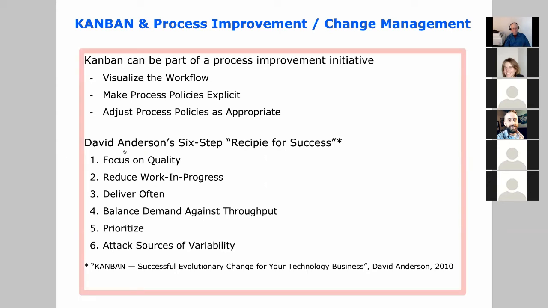And so he has these 6 steps for a recipe for success in process improvement, where first you're going to use the Kanban boards and focus on quality, reduce your work in progress, deliver often, balance demand against throughput, and I'll come back to that, and prioritize the work and attack sources of variability. So balance the demand against throughput.